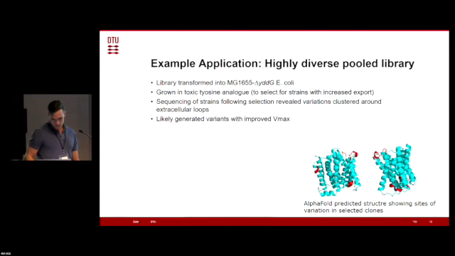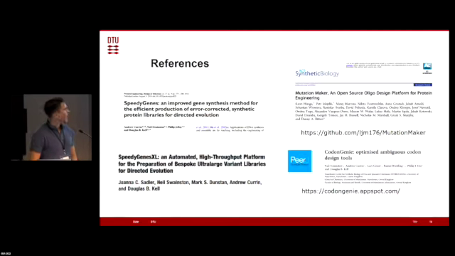So yeah, that's basically all I had. I've just dumped all the references that are relevant up here. So there's Speedy Genes, the original paper came out in 2014, and then Speedy Genes XL was just published this year, both of which have very nice step-by-steps and explain the method in quite a lot of detail.